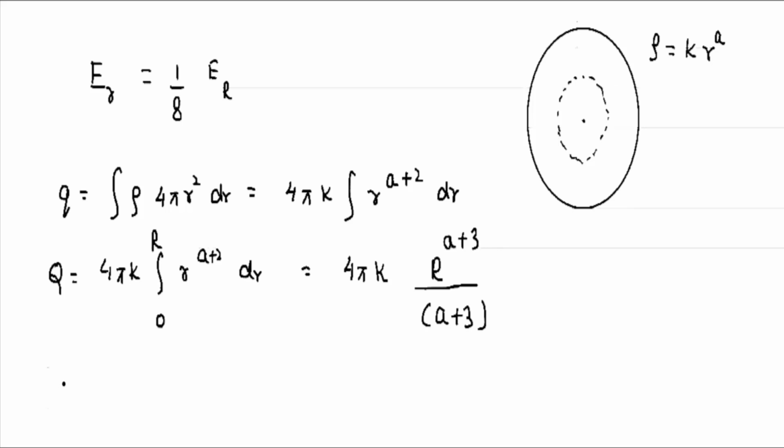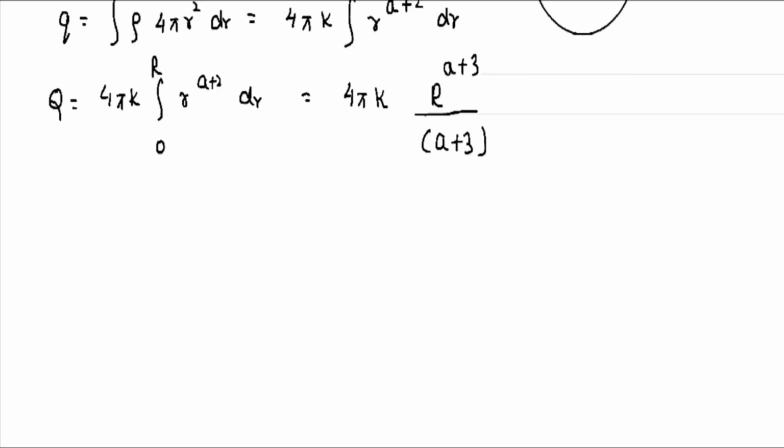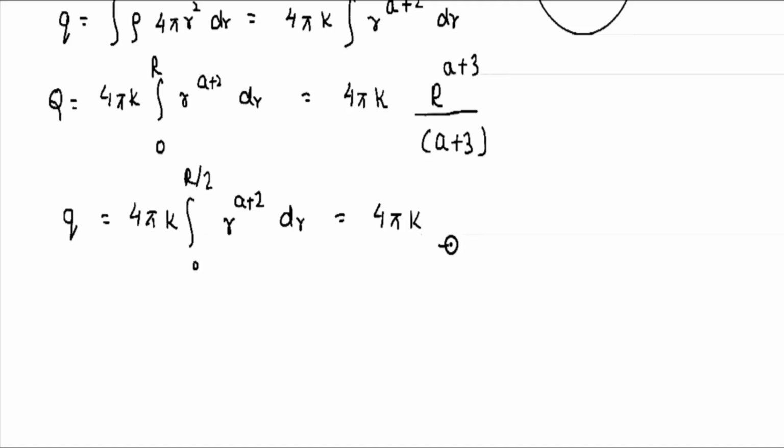Now what would be the charge q? We can write small q here. This is small q at r by 2. So we integrate with a limit of 0 to R divided by 2, r to the power a plus 2 into dr. If we integrate this, we have the constant, and in the denominator a plus 3, similar to this. Now what is the value of r? The r value is capital R divided by 2, and the power would be a plus 3.